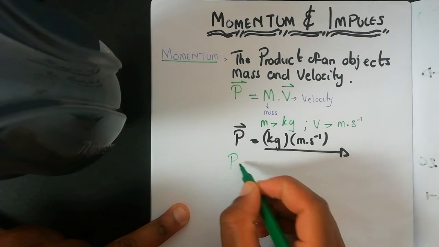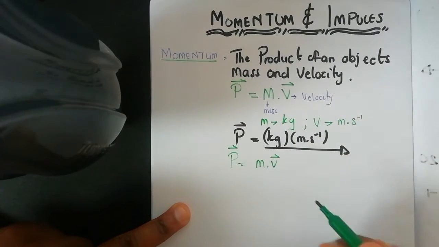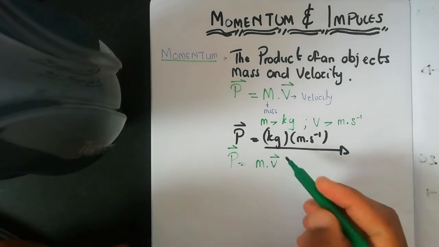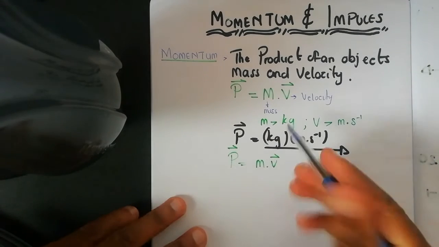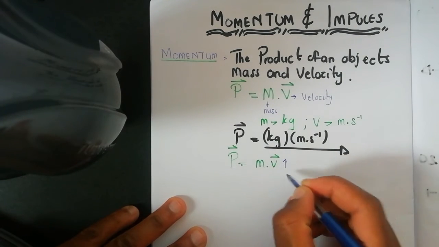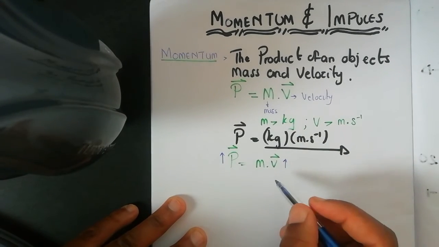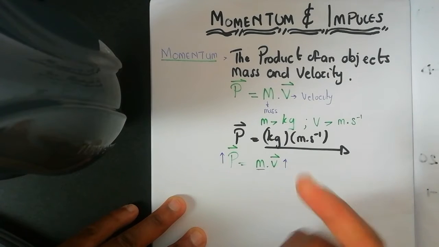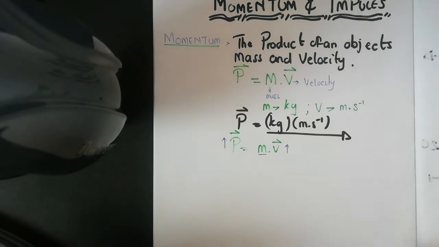So since P is equal to M times V, when the velocity is increasing, the momentum will increase. The mass is the same because it's one object. So, after defining momentum, that's momentum: P is equal to mv.